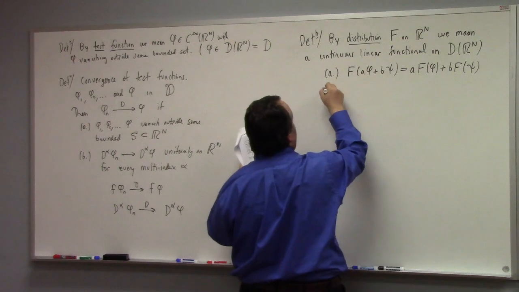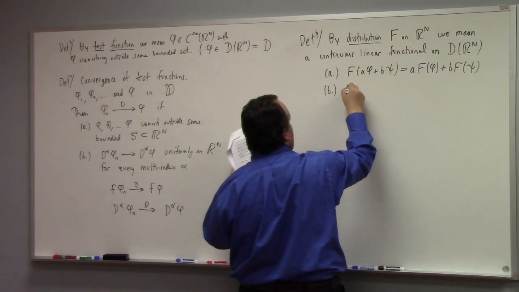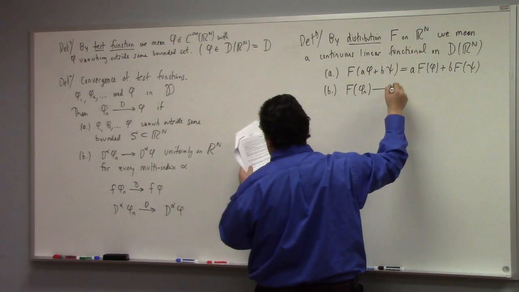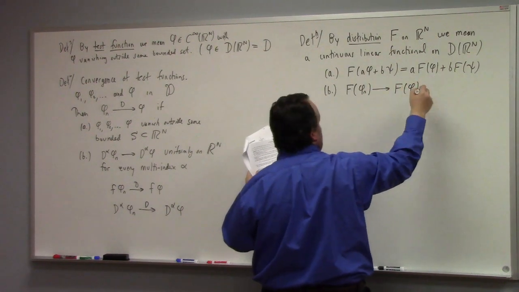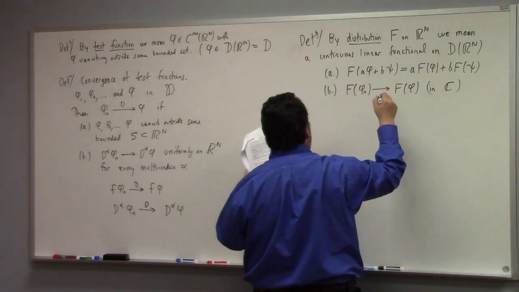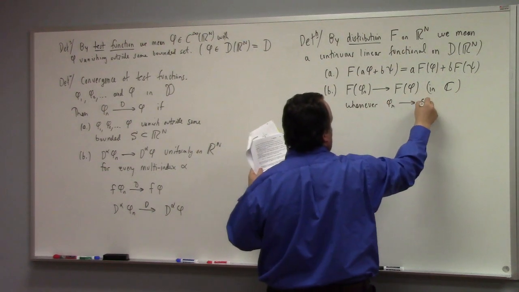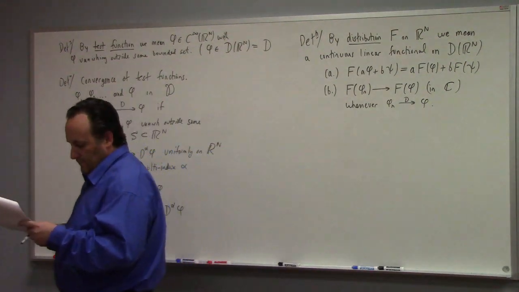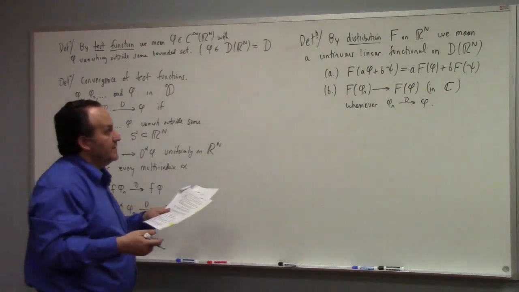And the continuity, what's meant by that is that if you look at the image of the sequence, it limits to the image of the limit in C, whenever phi n goes to phi in the distributional sense. He says the space of all distributions is denoted D prime.